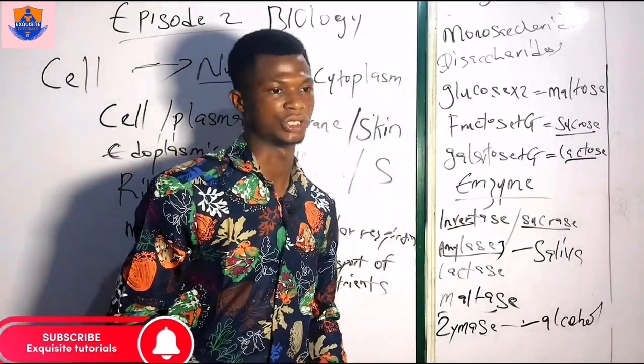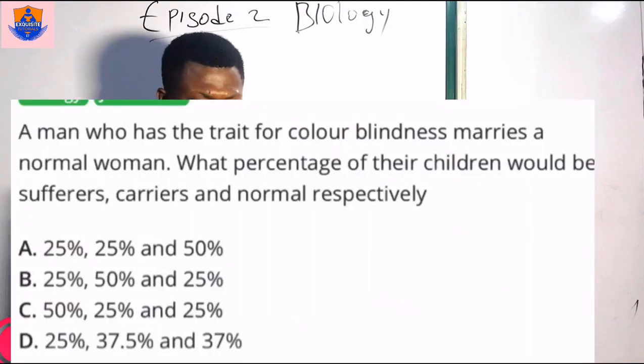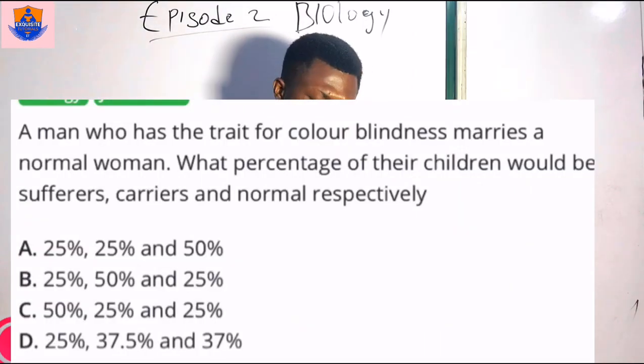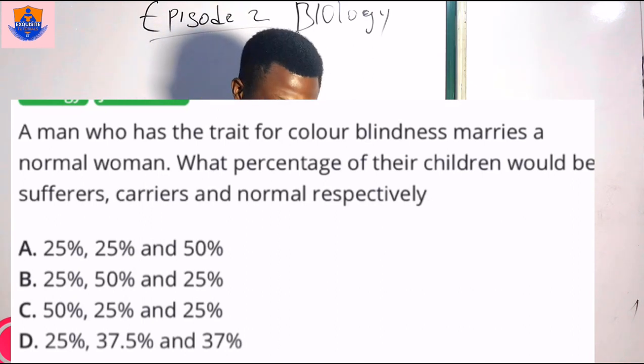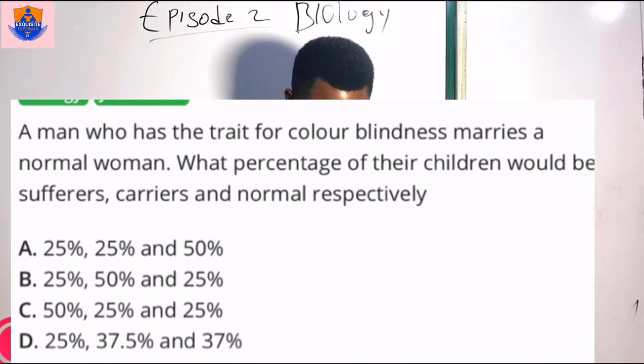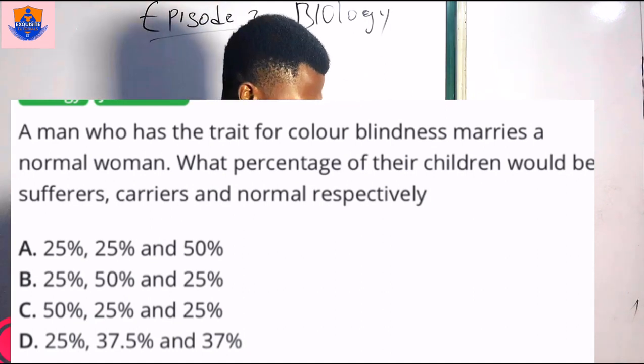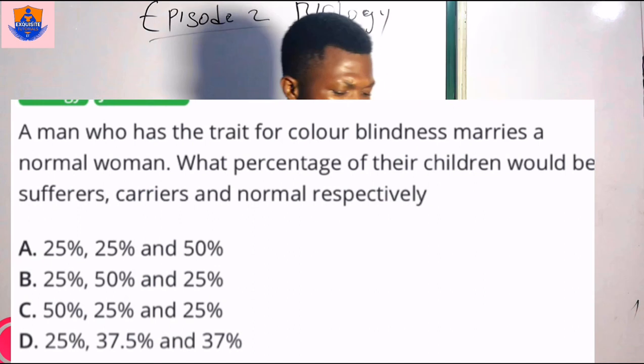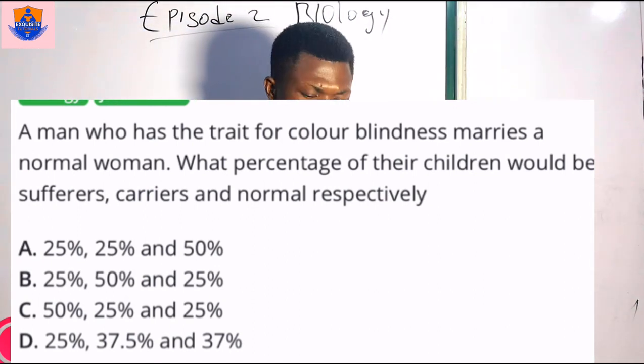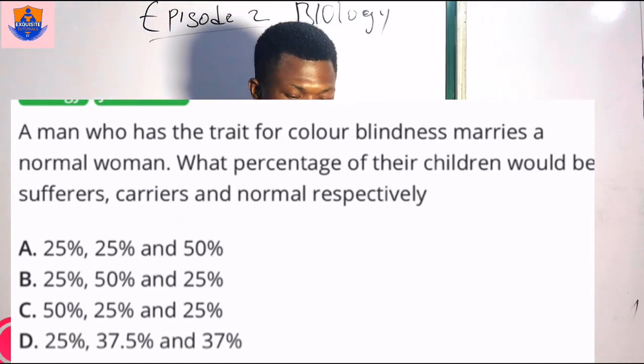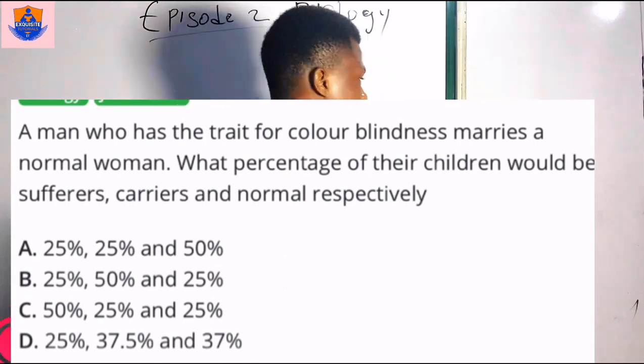Now let's take the next question. This question says, given that a man who has the trait for color blindness marries a normal woman, what percentage of their children would be 1, sufferers, 2, carriers, 3, normal, respectively? Our options are: A, 25, 25, 50; B, 25, 50, 50; C, 25, 37.5, 37.5; D, 50, 25 and 25.